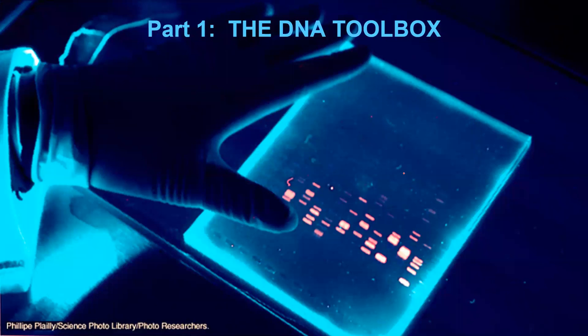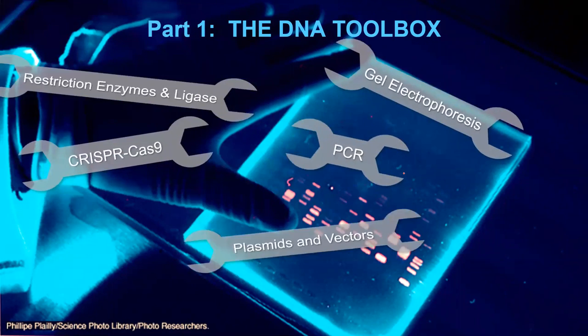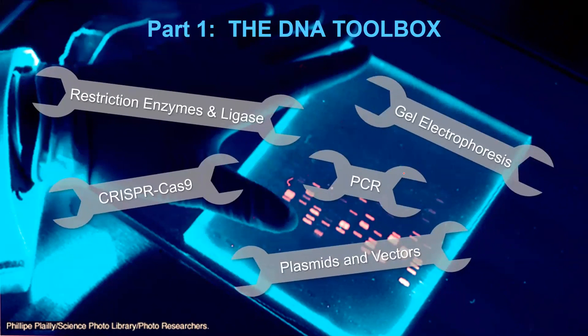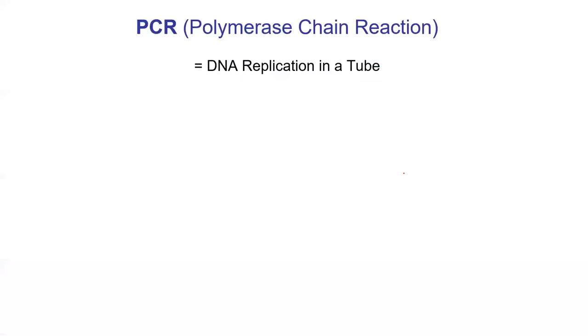So first I want to talk about the DNA toolbox. So what are these tools that we're talking about? So I'm just going to talk a little bit about each of these things. And most of these things we've talked about at least a little bit already. So let me just get into them. So first one I want to talk about is PCR. I've talked about this one already as being basically a DNA replication in a tube. So if you're going to replicate DNA in a tube, rather than in a cell. Remember in a cell, we need all those enzymes.